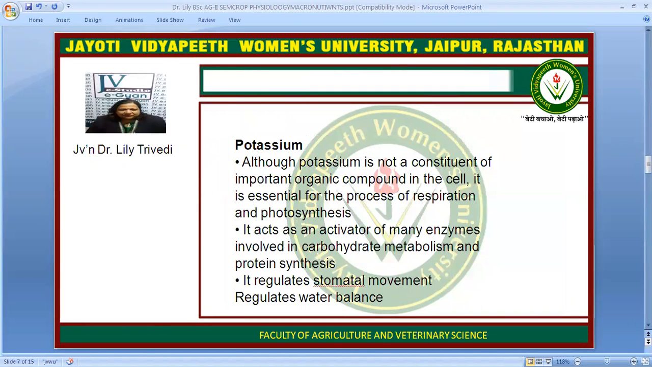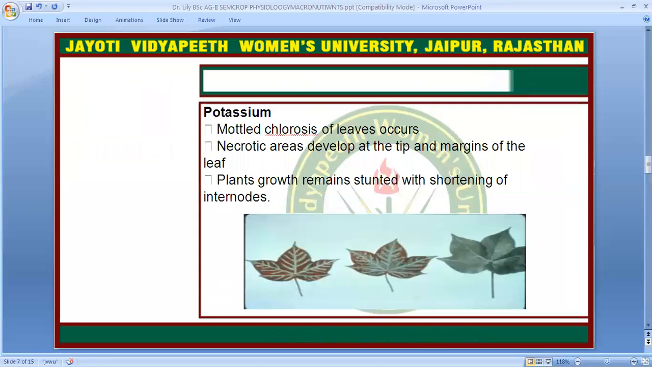The third element we are going to study is potassium. Now, it is not a constituent of the important organic compound of cell, but it is very essential for respiration and photosynthesis, as it acts as an activator of many enzymes involved in carbohydrate metabolism and protein synthesis. It regulates stomatal movement and thereby regulates the water balance. The deficiency of this produces mottled chlorosis. Necrotic areas develop at the tip and margins, and the plant remains stunted with shortening of internodes.